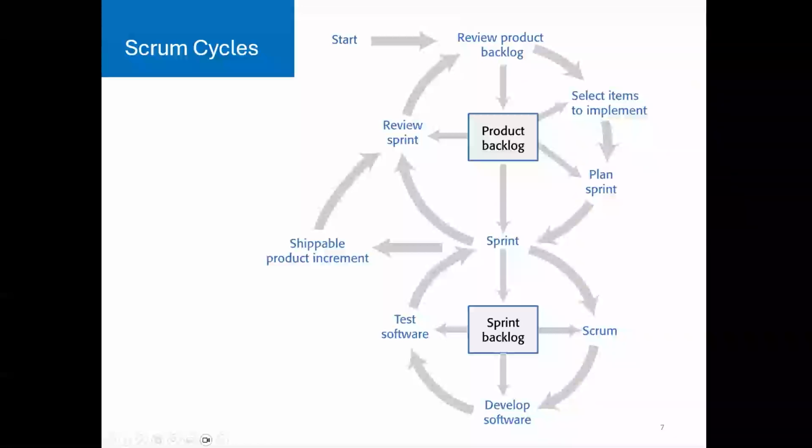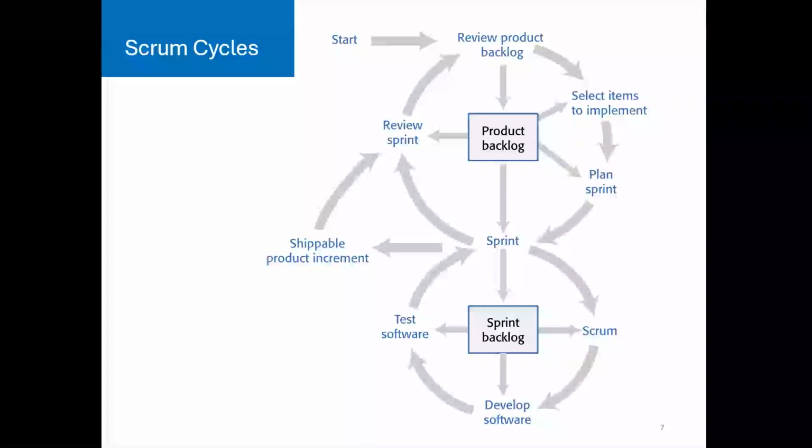This diagram represents the heart of Scrum. It's an iterative development cycle. Each cycle, called a sprint, follows a structured loop, and the entire process repeats until the product is complete or goals are met. So let's look step by step through this cycle.